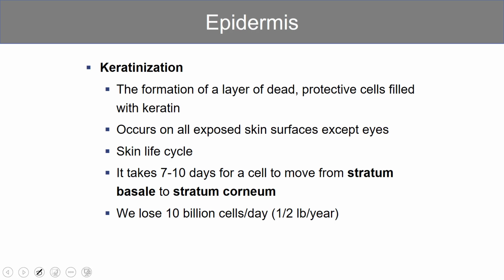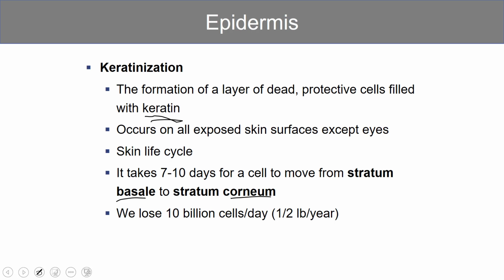Keratinization is the formation of that layer of dead protective cells that are filled with keratin. We find keratinized cells on all exposed surfaces except for the eyes. And it takes between 7 to 10 days for a cell to move from the stratum basale to the stratum corneum. We lose 10 billion cells a day, and that equates to about half a pound a year.